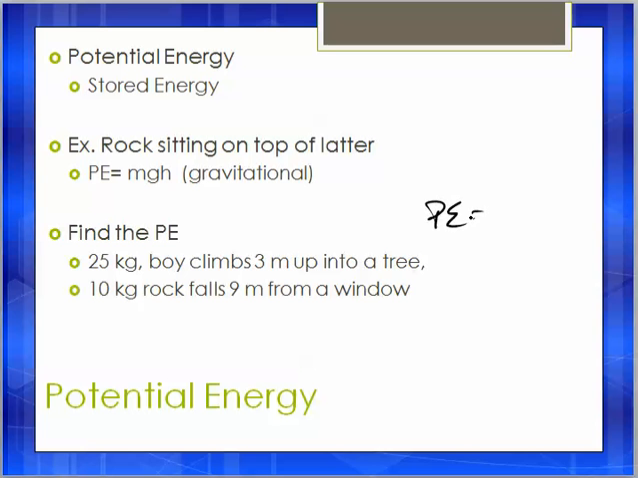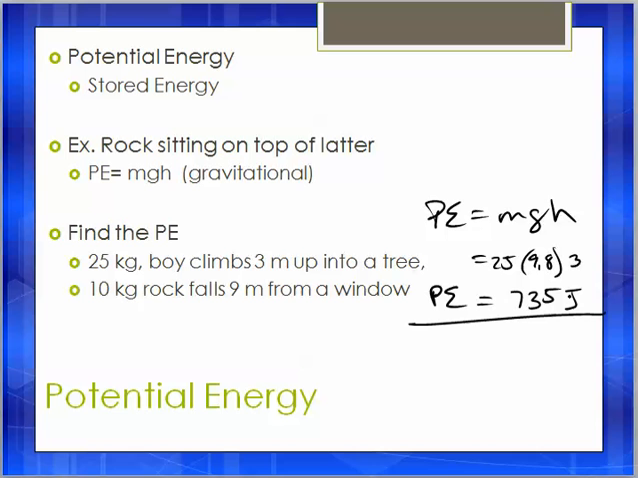So, potential energy equals mgh. This boy's mass is 25. Gravity we know to be 9.8. And the height is 3 meters up. So this boy's potential energy turns out to be 735. And hopefully you're starting to realize it's joules. The next problem here is we've got a 10 kilogram rock. Gravity again is 9.8 and the height is 9 meters. Then what we find out is the potential energy of this rock is 882 joules.